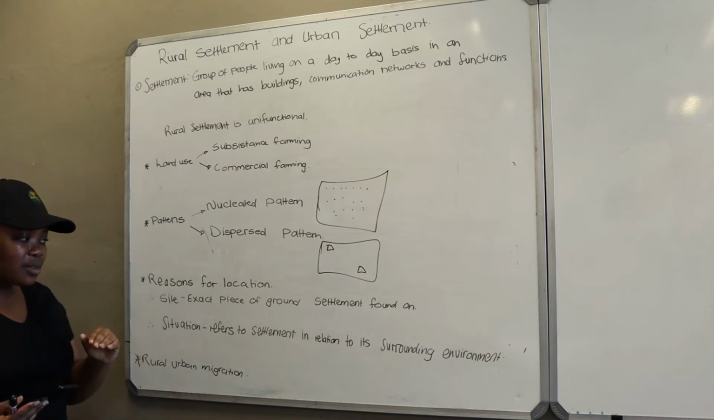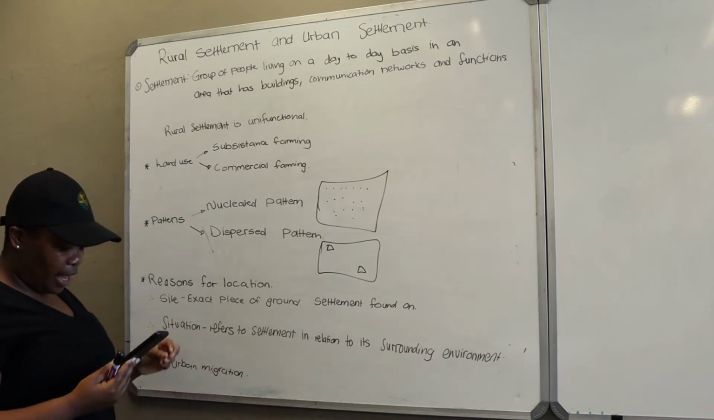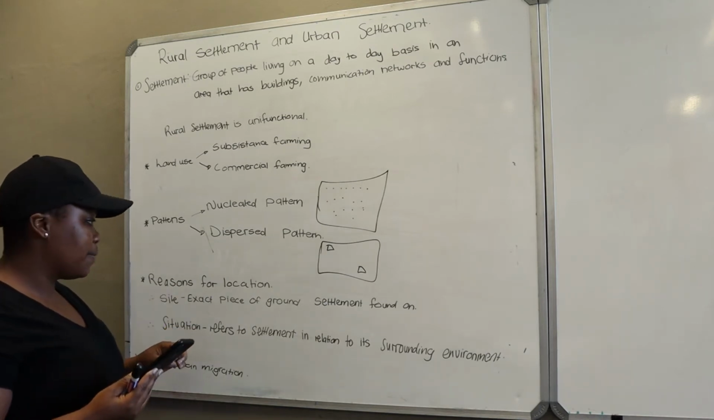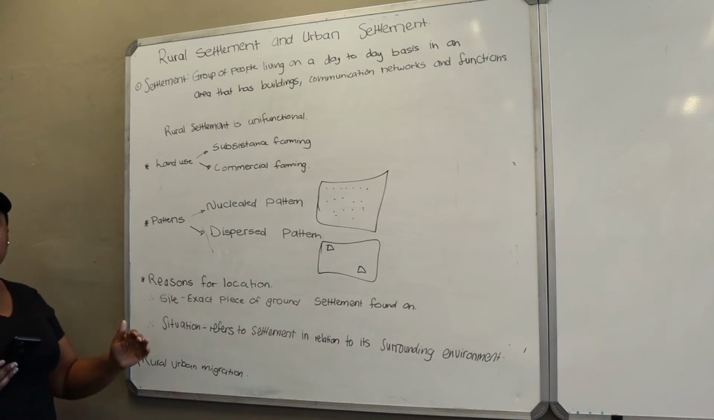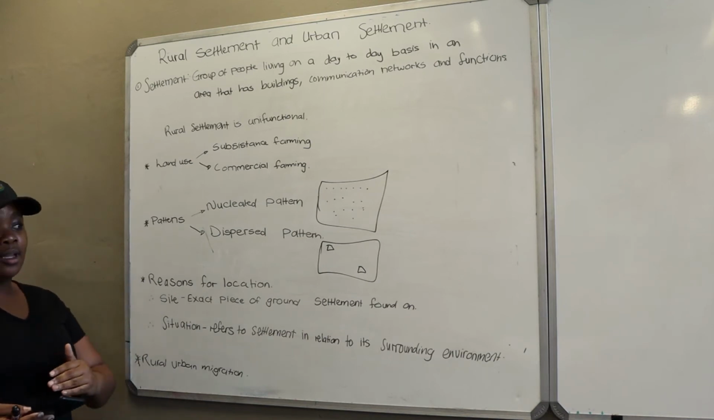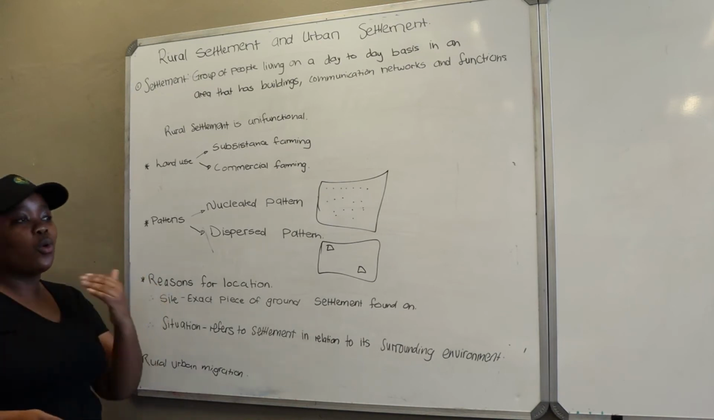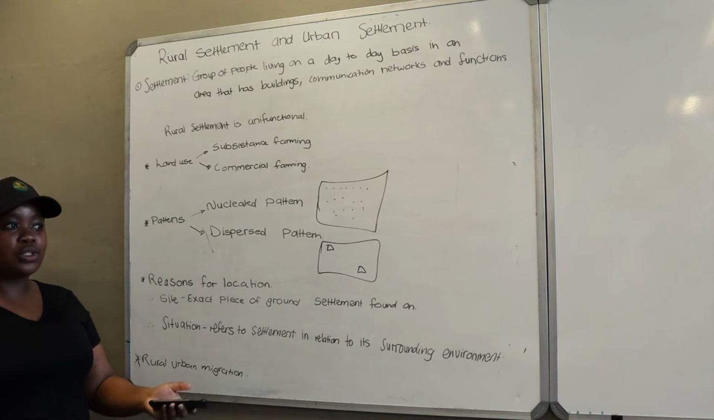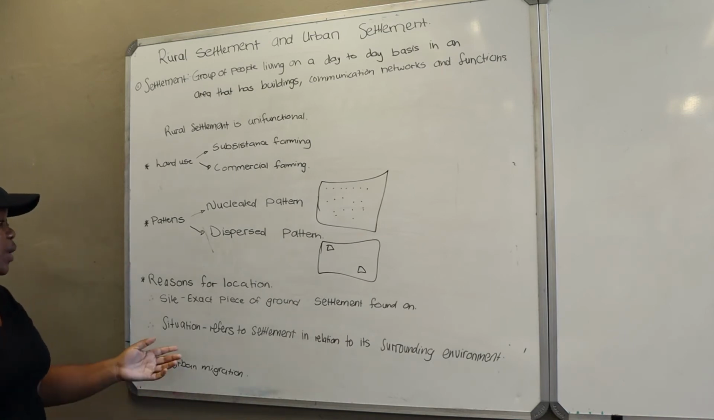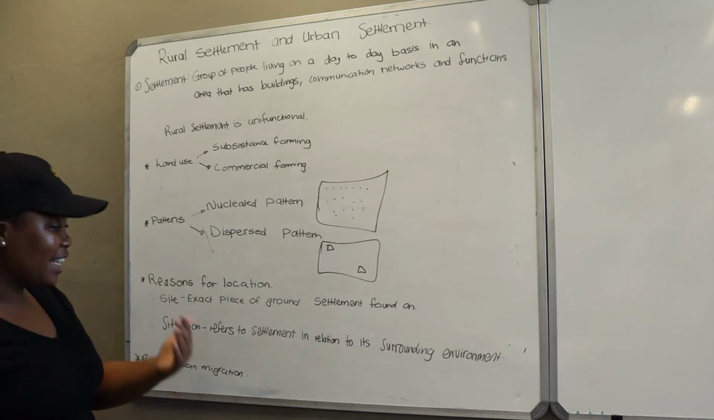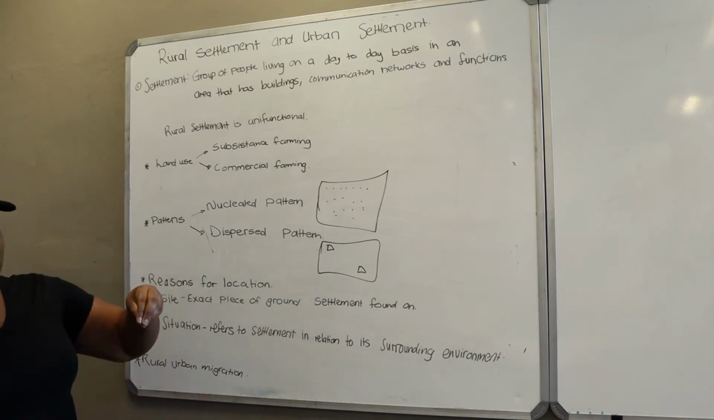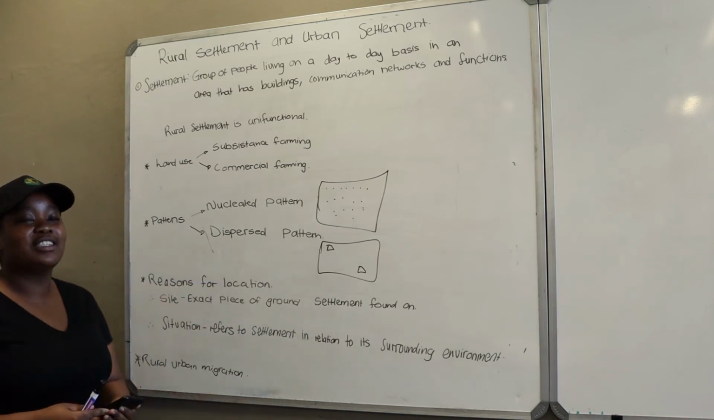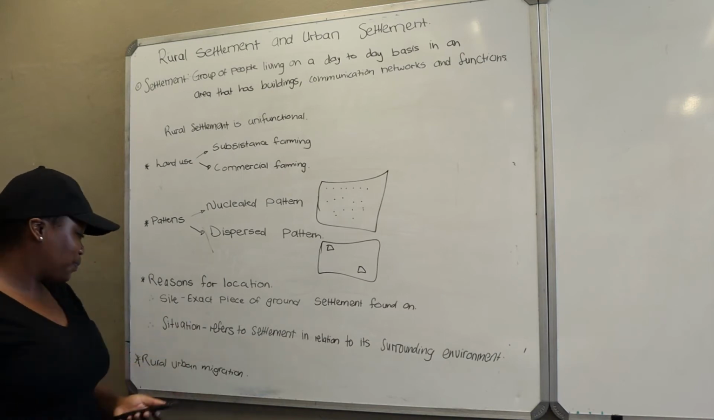Situation refers to the settlement in relation to its surrounding environment. In other words, above the flood line, away from the river. Meaning, if anything happens weather-wise, you need to be as far away from the river as possible, because, for example, if a flood happens, your house will be destroyed because you are closer to the water. So the situation refers to the settlement and what is around the settlement. I feel like the definition is very, very simple.